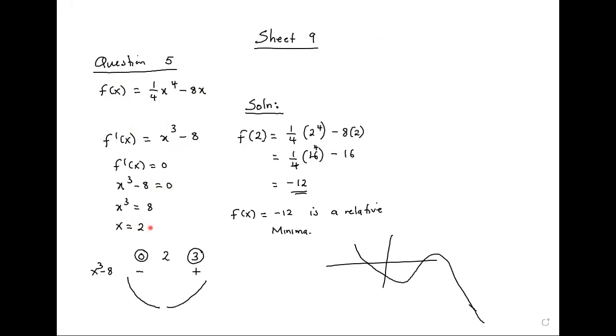Now when x is 2, to know whether our numbers are relative minima or relative maxima, we test using a table, just like we were doing. So when we test here, we have found a negative and a positive. When we have negative, it means that the function f of x decreases in this interval and increases in the other interval.